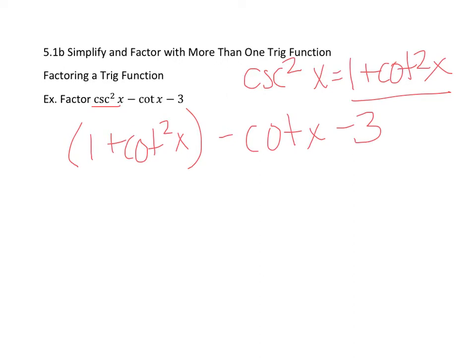Going to do some rearranging. Put cotangent squared x first, minus cotangent x, and then that's going to be a 1 minus 3, giving me a negative 2.